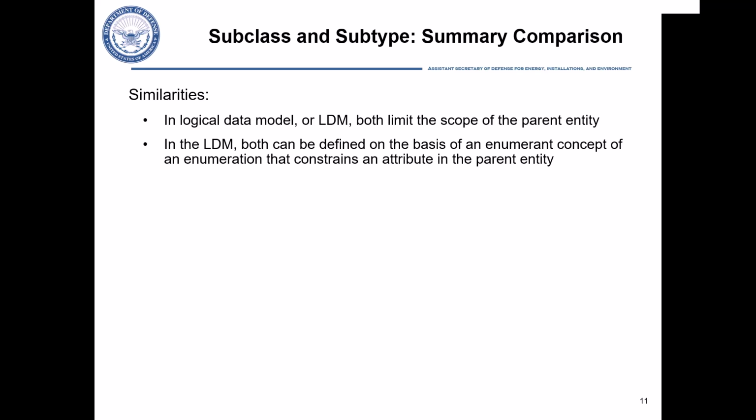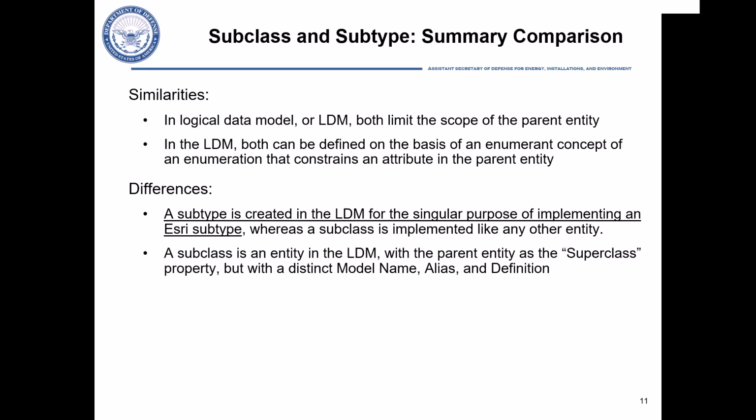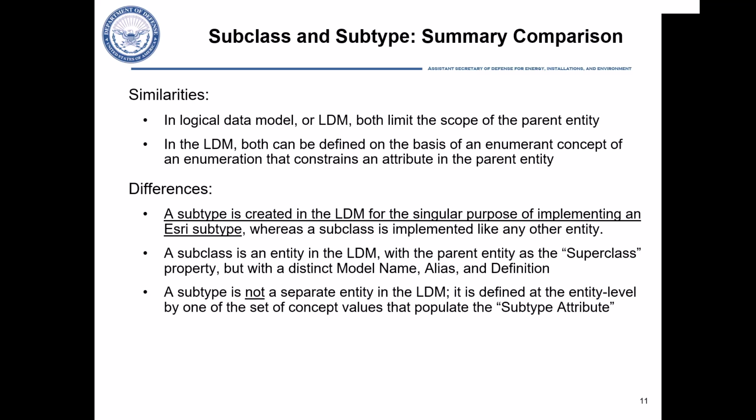As for the differences, fundamentally, a subtype is created and defined in the SDSFIE-V LDM entirely for the purpose of implementation as an Esri subtype element, whereas a subclass is implemented in Esri like any other entity, as a feature class. A subclass is represented as an entity in the LDM, with a superclass property populated with the parent entity name, but with a distinct model name, alias, and definition. Conversely, a subtype is not a separate entity in the LDM. It is defined at the entity level by one of the set of concept values that populate the subtype attribute.